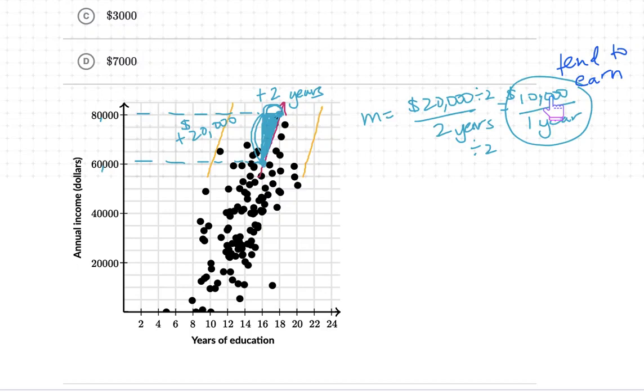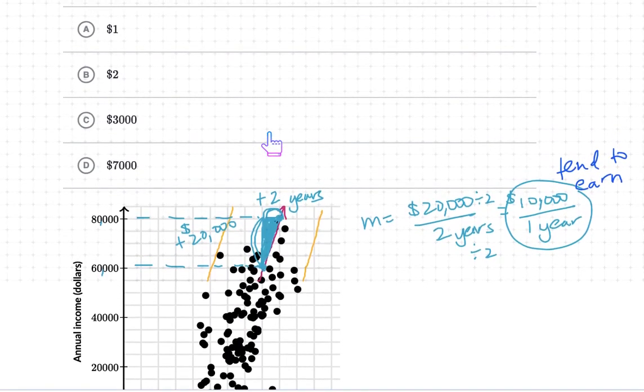Obviously, that's not the case for everybody. Sometimes you have, let's say, this person who went through a lot of schooling but ended up not making as much money as the other people who went to 17 years of schooling. So there's always going to be some outliers. Or you might have somebody who only went to like 9 years of schooling, but they're earning just as much as somebody who went through 20 years of schooling. So that's why we use the words tend to. It doesn't apply to everybody, but it's the general trend. All right, so $10,000 per year.